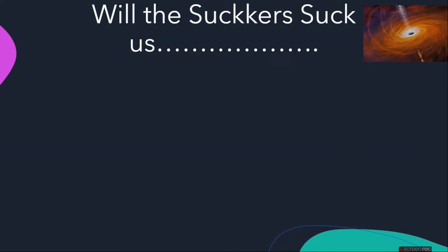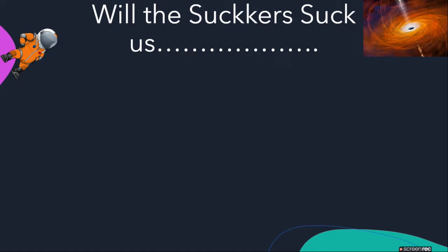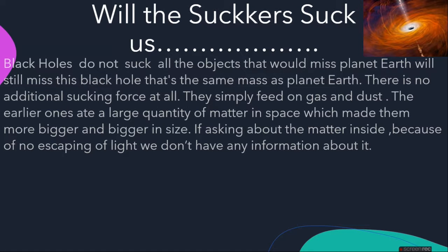Will the suckers suck us? Black holes do not suck in all objects. A planet that would miss Earth would still miss a black hole of the same mass as planet Earth. There is no additional sucking force at all. They simply feed on gas and dust. The earlier ones ate a large quantity of matter and space, which made them bigger and bigger in size. As for the matter inside, because no light escapes, we don't have any information about it.